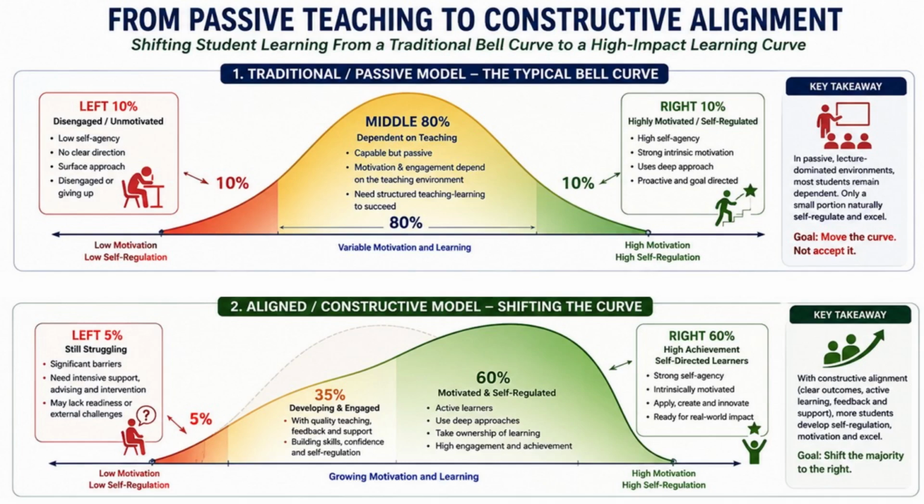But when you shift to active learning, which is proven in the literature, you can shift the curve and bring a huge number of students into what we call self-regulated learning. They become independent. I'll end soon, in the next two slides.